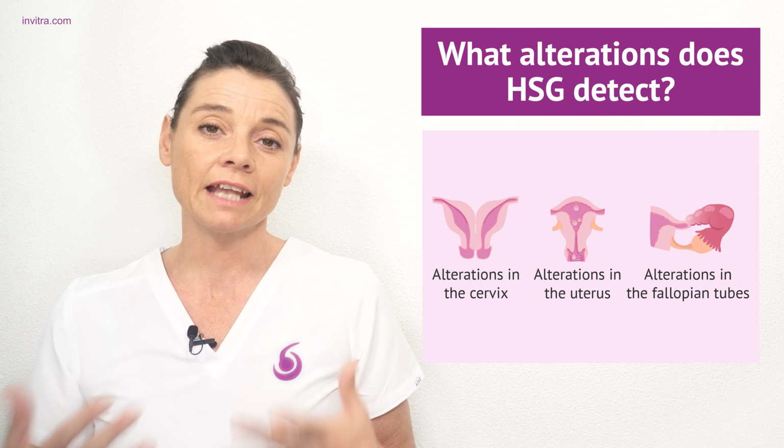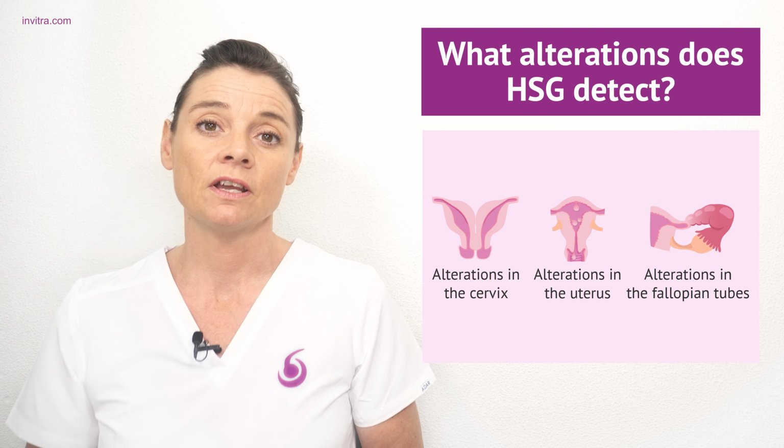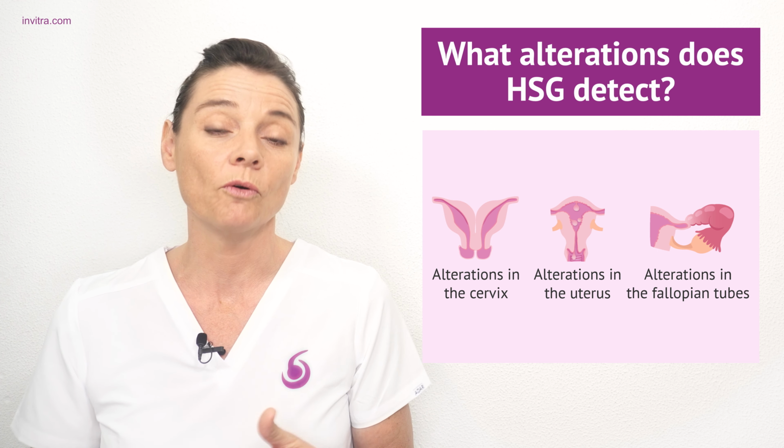Alterations in the uterus can also be visualized in this way, such as a septate uterus, a bicornate uterus, or indeed the presence of polyps or fibroids.